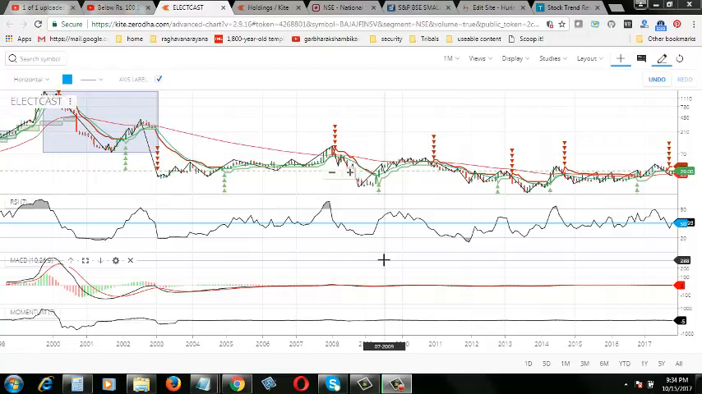Today we are going to discuss the Electrosteel stock. Electrosteel is a below rupees 100 stock, and recently it has been in the news for an increase in its price. It went up by 12.79%, which is on the higher side.